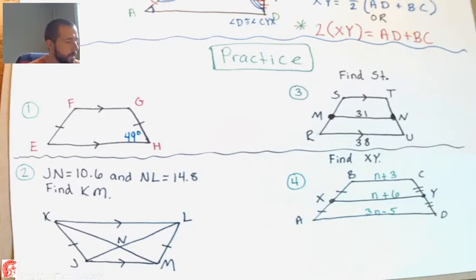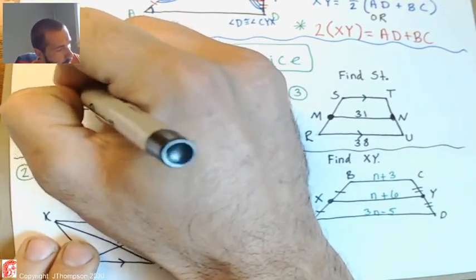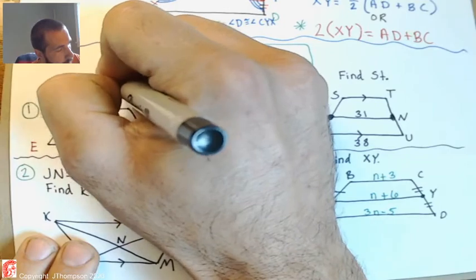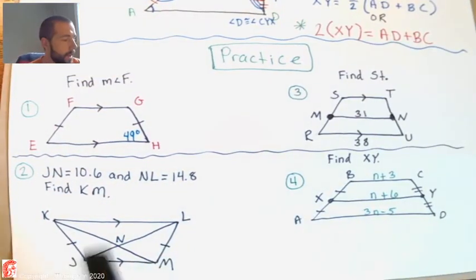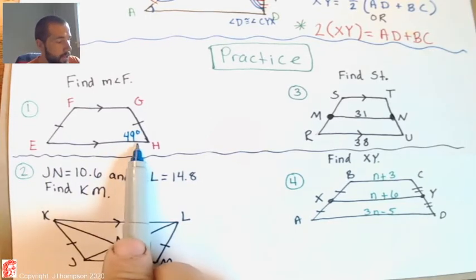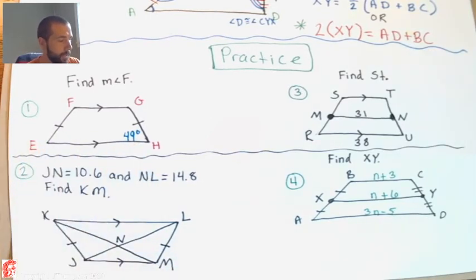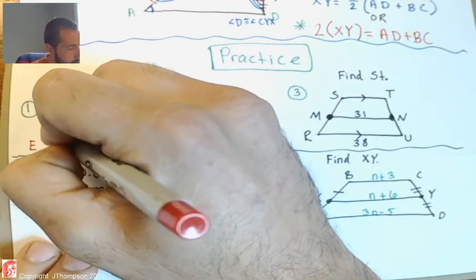So in example number 1, the question that I want you to answer is I want you to find the measure of angle F. Okay, so in this picture you can tell we have FE is congruent to GH, which makes it isosceles. So since it's an isosceles trapezoid, the base angles are equal. So that means angle H should be congruent to angle E. So that means angle E is also 49 degrees.